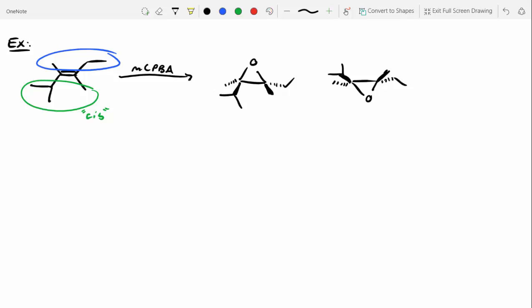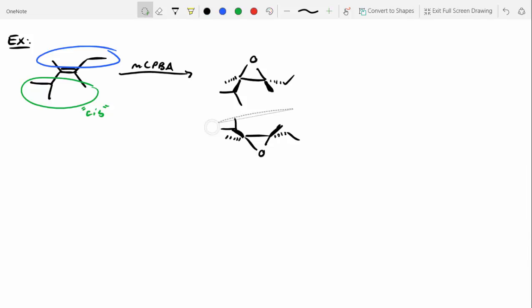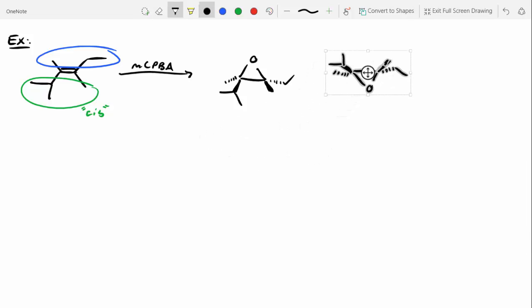Are there mirror images? Let's use the power of computers. Are they mirror images? Yeah, they're mirror images of one another. However, if you try to rotate it and overlay them, they are non-superimposable mirror images. What does that mean they are? Enantiomers. Diastereomers are non-mirror images. So in this case, we end up with the mixture of enantiomers out of this reaction.